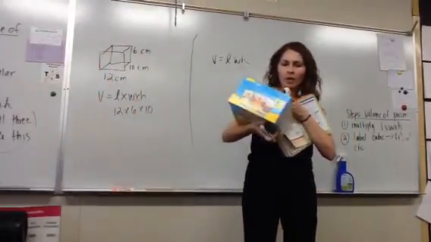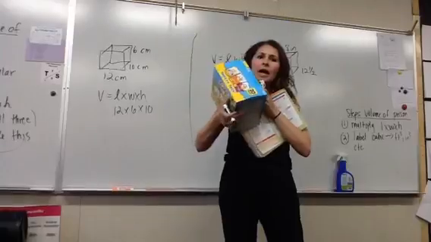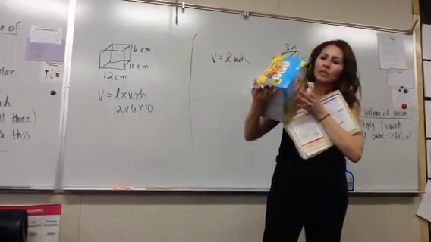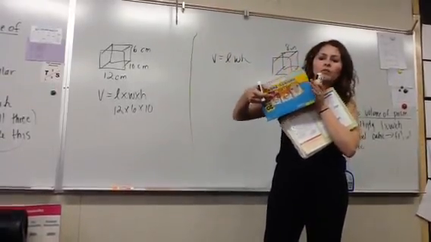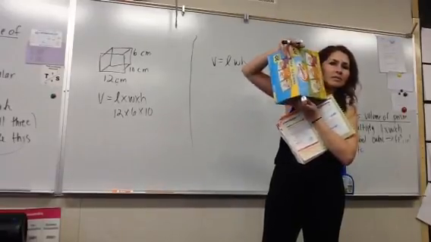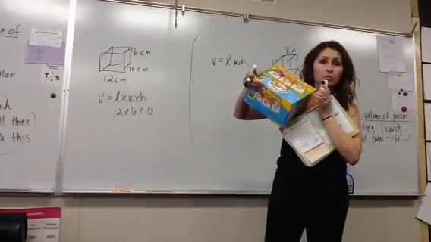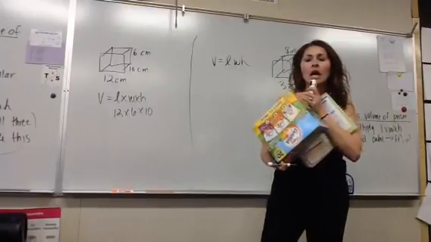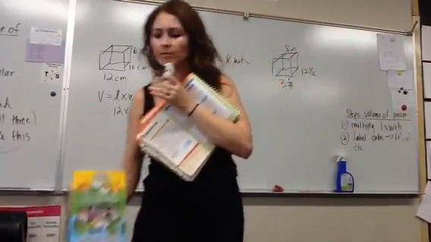Here, if I want to know how much fits into this rectangular prism, I would find the length of the box, the width of the box, and then the height of the box. Multiply all three numbers, and I can tell you exactly how much can fit into this rectangular prism.